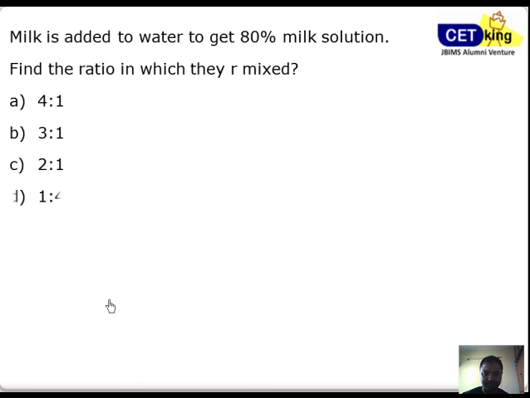Fine. Last question, which is my favorite question: milk is added with water to get 80% milk. Find the ratio in which they are mixed. Is it milk, or do we add milk? Milk is added with water. Pure milk is added with water.